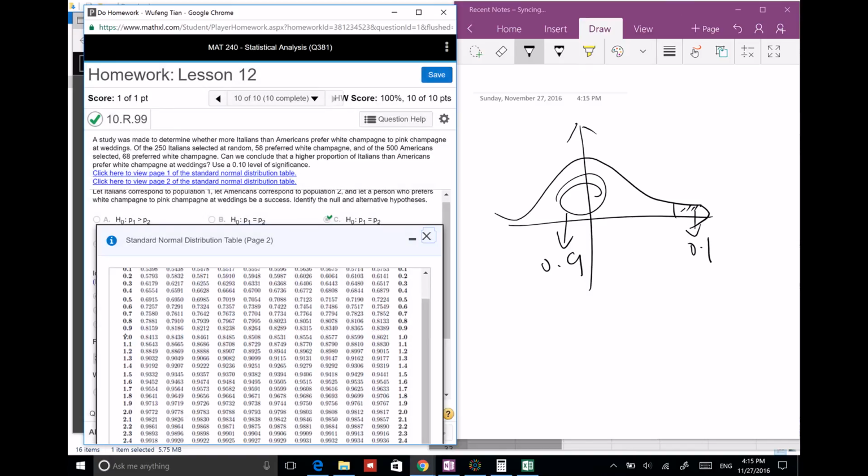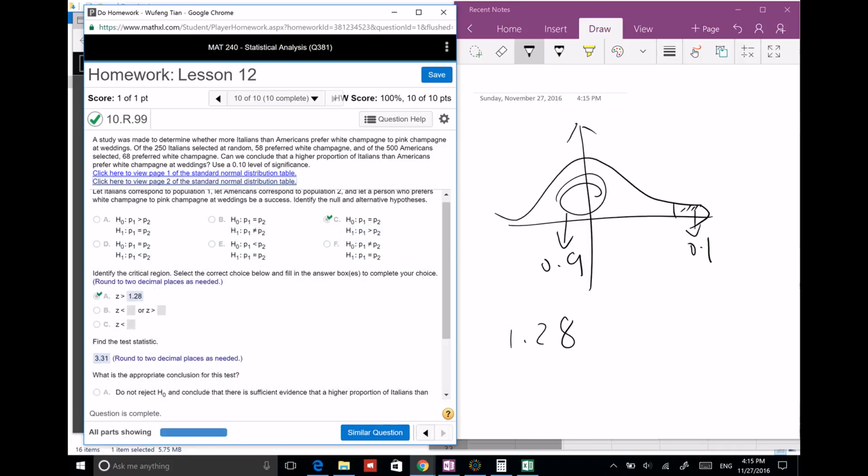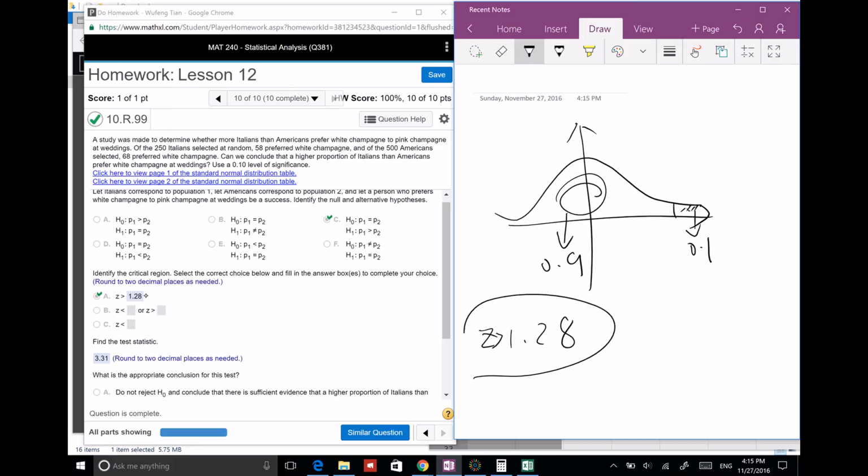0.9 is right here. 0.9, right? Okay, right here. So it's 1.2, 0, 1, 2, 3, 4, 5, 6, 7, 8, 9. So 1.28 or 1.29, either one is okay. So you just put 1.28, it's right here, gives you 0.9 area, 90% probability. Okay, so Z is bigger than that. If Z is bigger than that, you have to reject it.